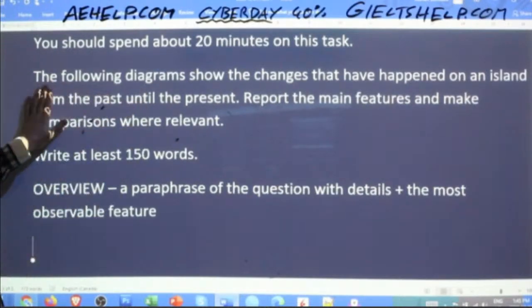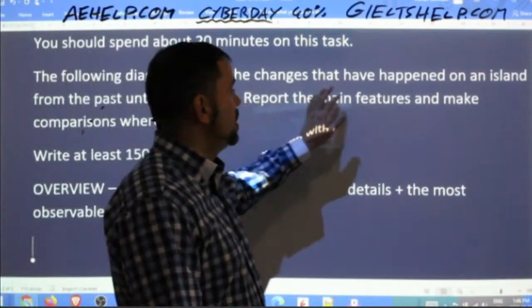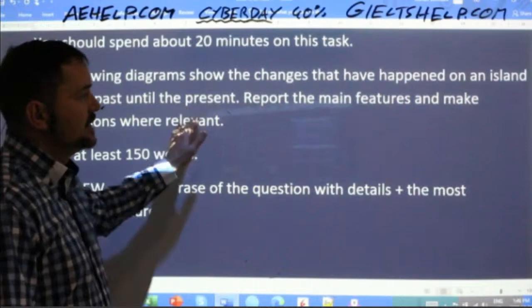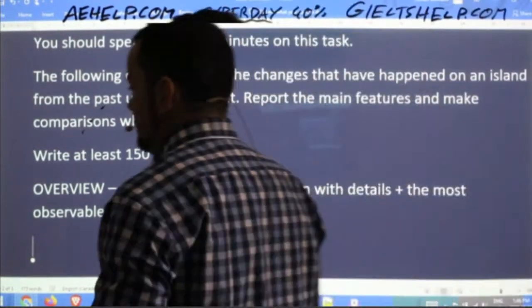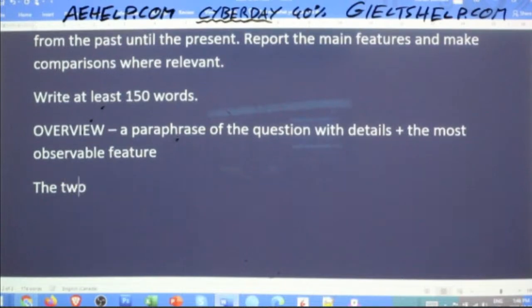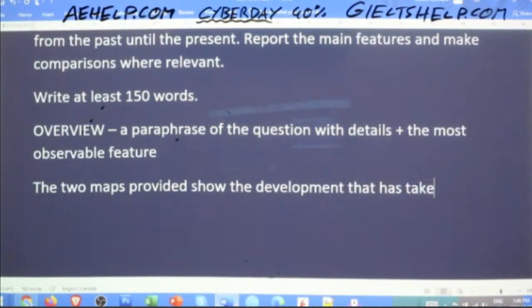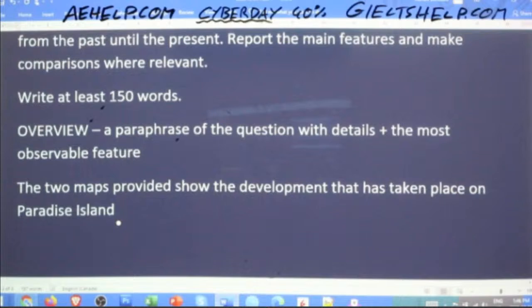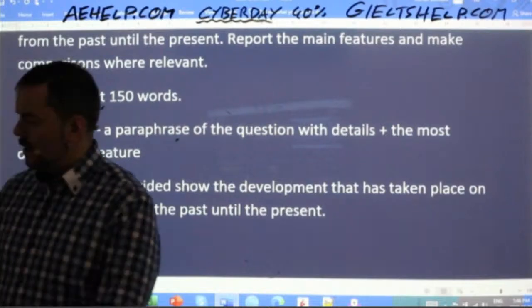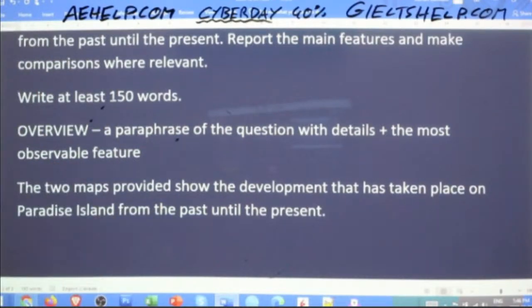First of all, just paraphrase this sentence. The following diagrams show the changes that have happened on an island from the past until the present. So paraphrase that in your own words and add in some details, okay? I'm going to do the same, and then we'll compare, okay? All right, so that's my paraphrase of that sentence, just adding a little bit of detail, not much. I'll show you what I mean there.